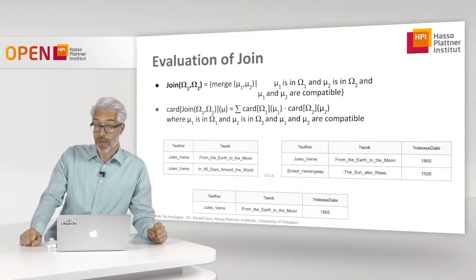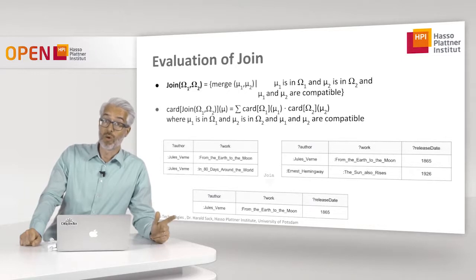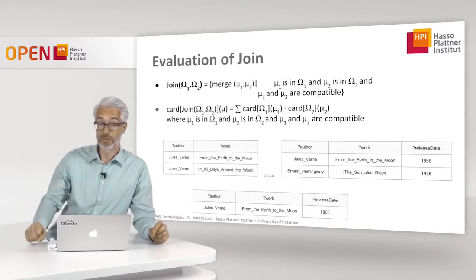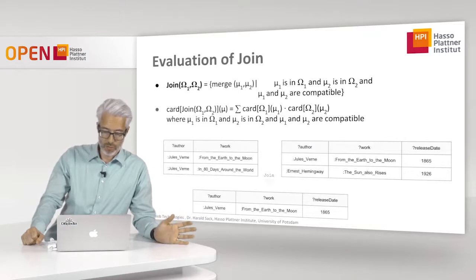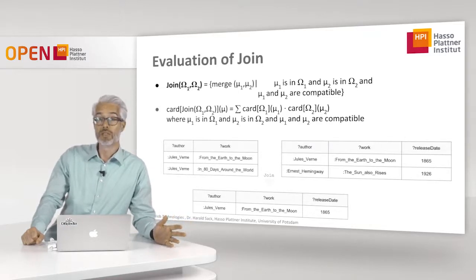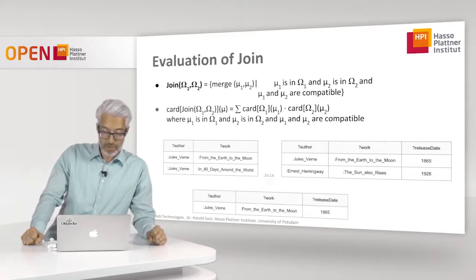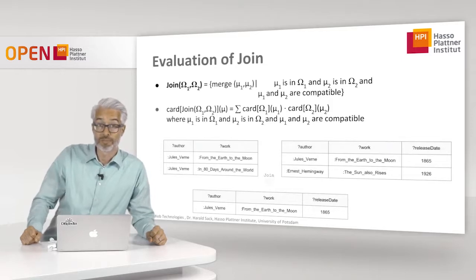So they are combined and appear in the result, and the result is the merge of the two mappings into this single mapping in the first line we see here: Jules Verne, From the Earth to the Moon, and the release date 1865. So that's the evaluation of a join operation.